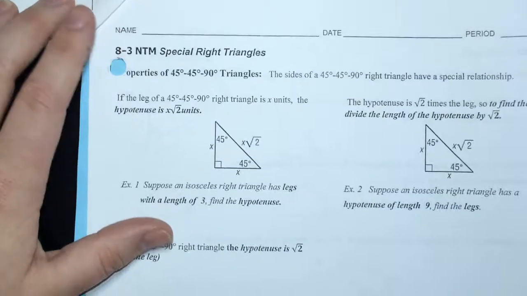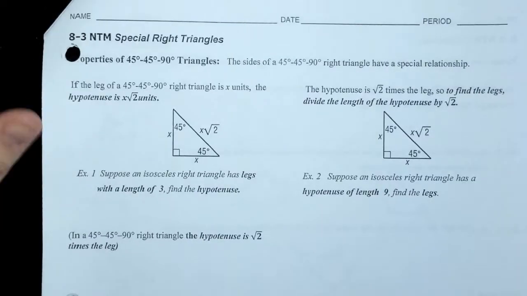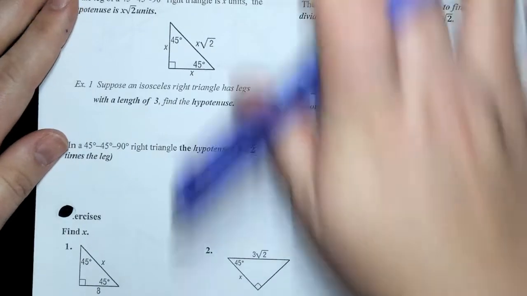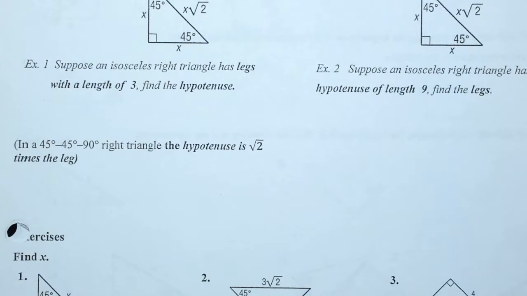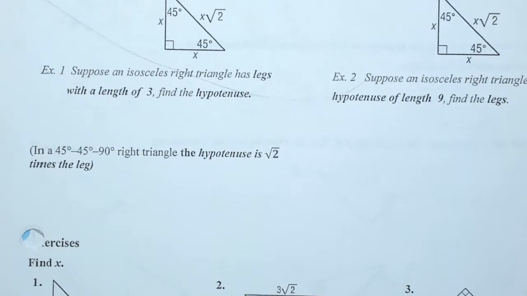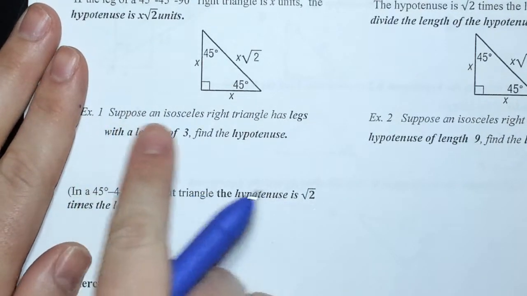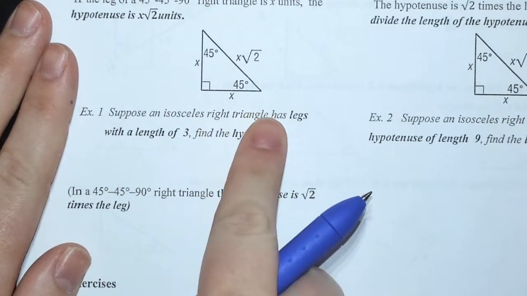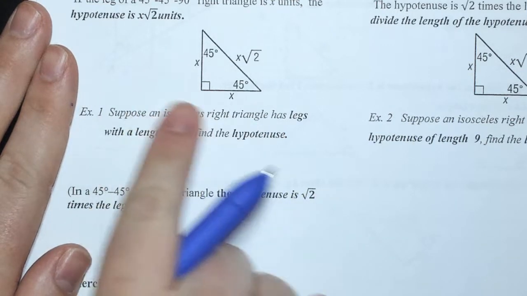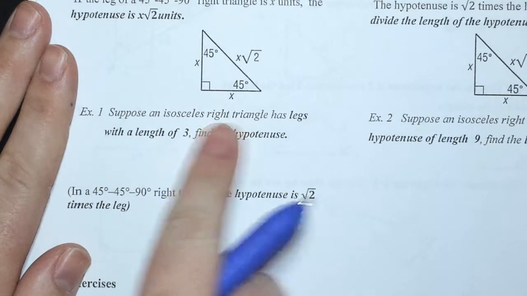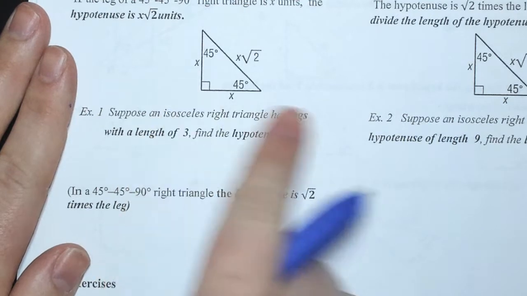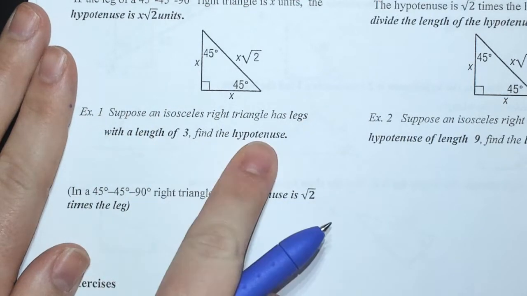to 8.3, special right triangles. There are 3 scenarios that we're going to talk about. The first 2 are great. The third is not. Here's the first scenario. Example number 1. Suppose an isosceles right triangle, the only isosceles right triangle you can have is 45, 45, 90, has legs with a length of 3.